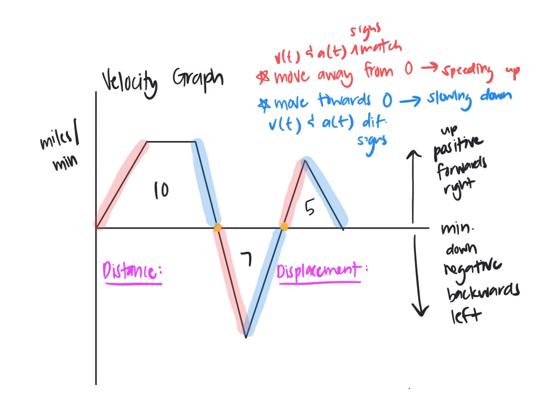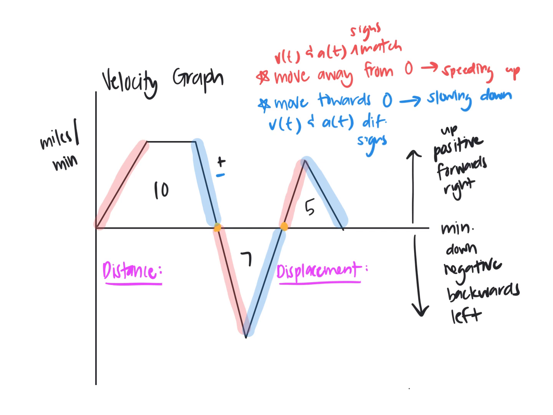Okay, because remember, if you're given a velocity graph and you want to find the acceleration, you're looking at the slopes of all of those values. So if I look at the slope of this first blue section here, the slope is negative, but my velocity is positive. So those two things don't match, therefore we're slowing down. Okay, sound good? Cool.